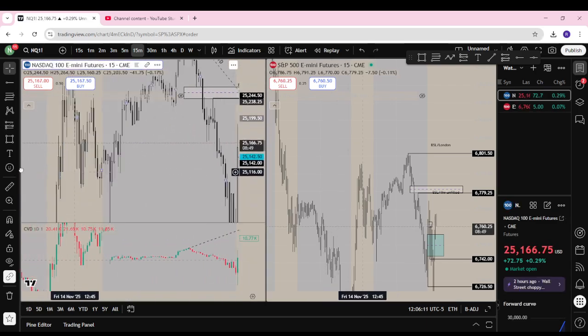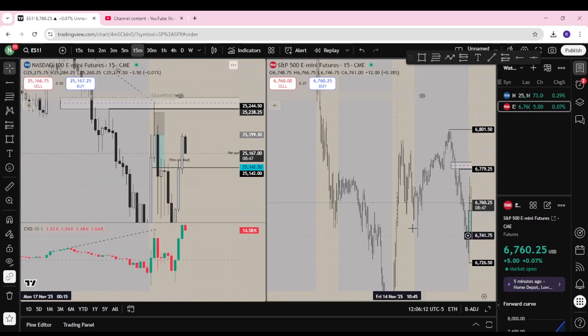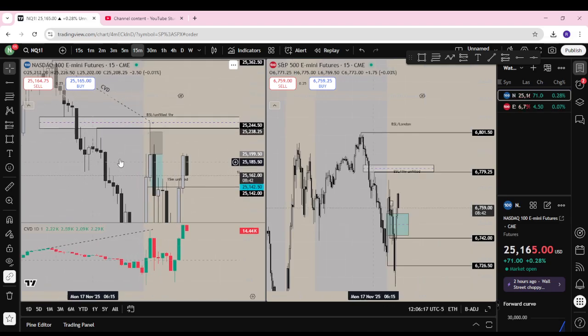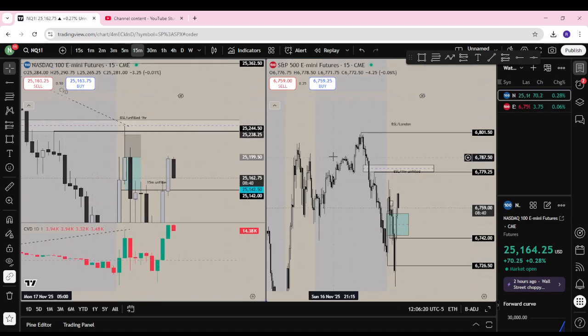Hold on. Oh, TradingView keeps doing that. Anyway, we had... Oh my god. I love it when TradingView just starts tweaking. Okay, anyway, sorry.